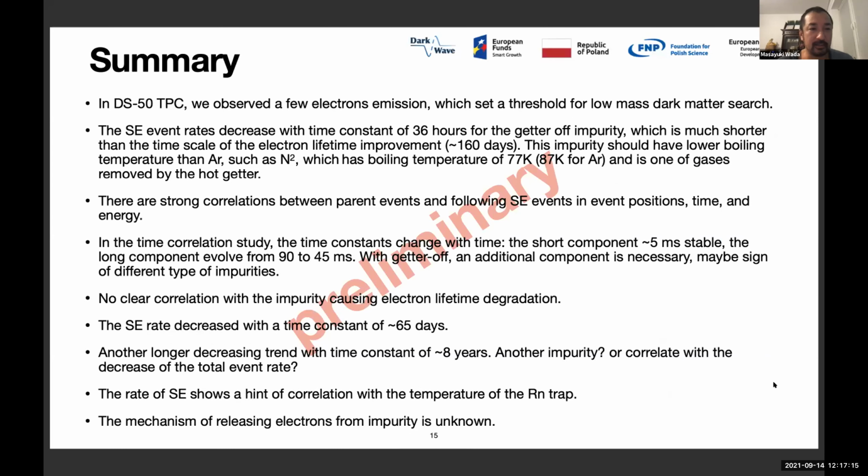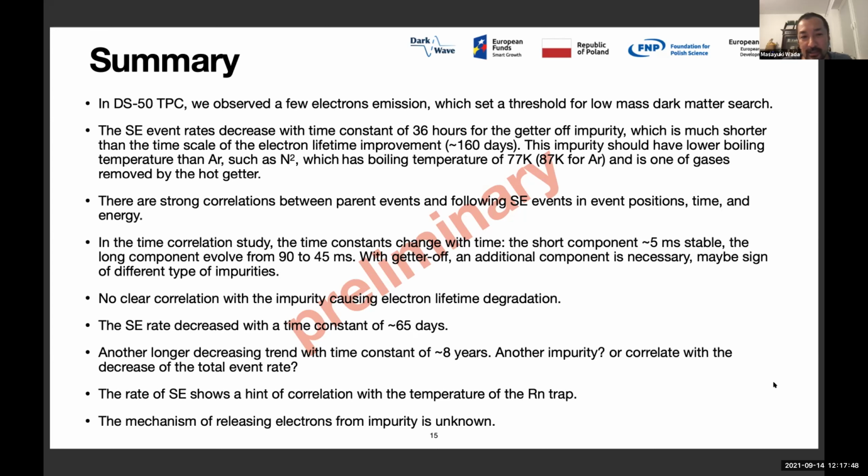In summary, in the DarkSide-50 TPC, we observe few-electron emission. The rate of the single electrons in the getter-off data decreases with a time constant of 36 hours, and this is relatively fast compared to the 160 days of the electron lifetime impurity. So that indicates, and also this is fast compared to the saturation rate.